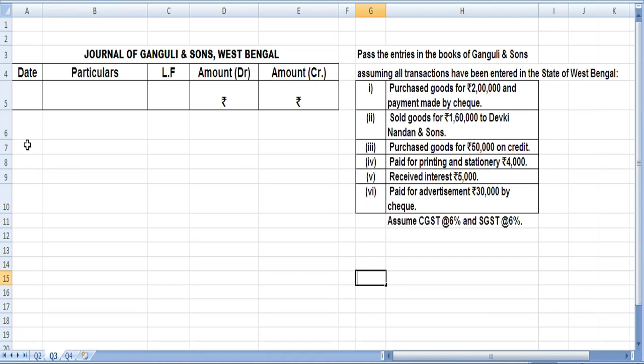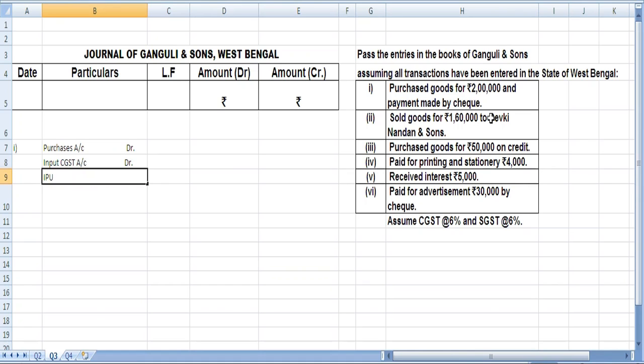Here the date has not been given, so we will write down number 1. Purchased goods for 2 lakh and payment made by check. So we will write here: purchases account will be debited, and since it is a purchase we will have to pay some CGST and SGST. So we will debit this. Now this is not an expense, this is an asset, because whenever you sell the goods you will recover back the GST that you have paid.